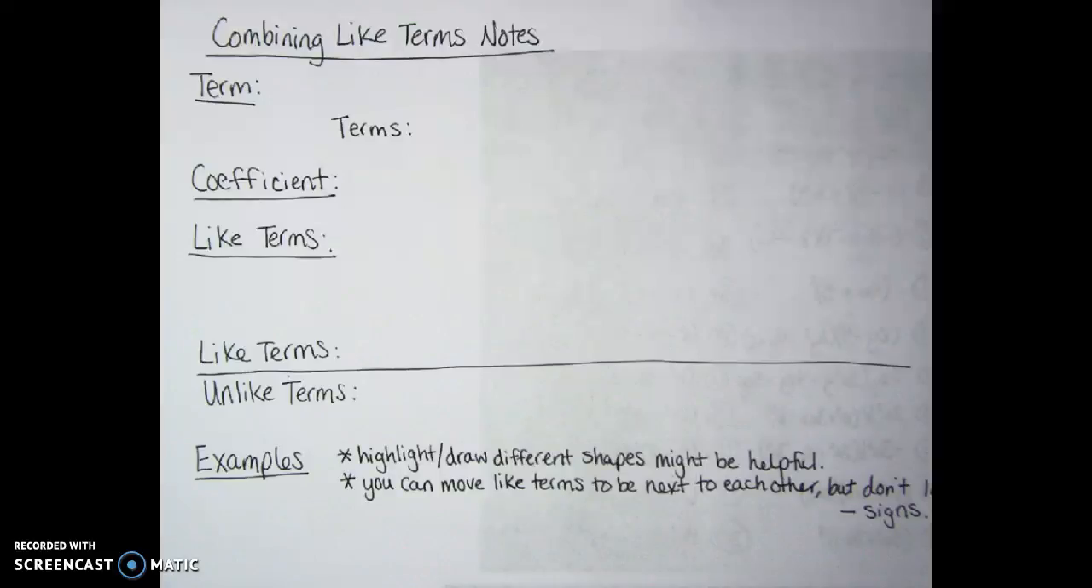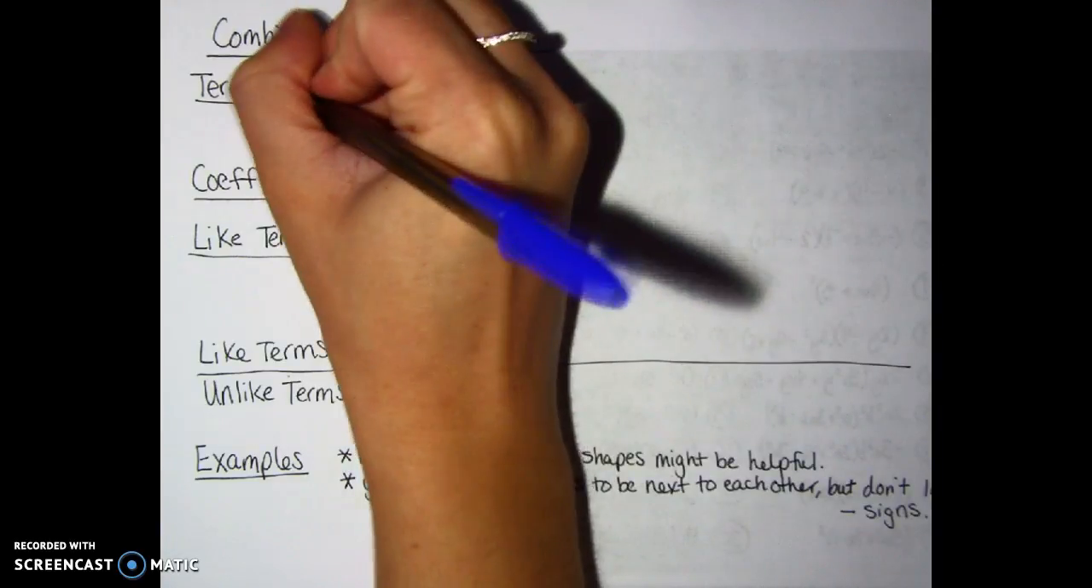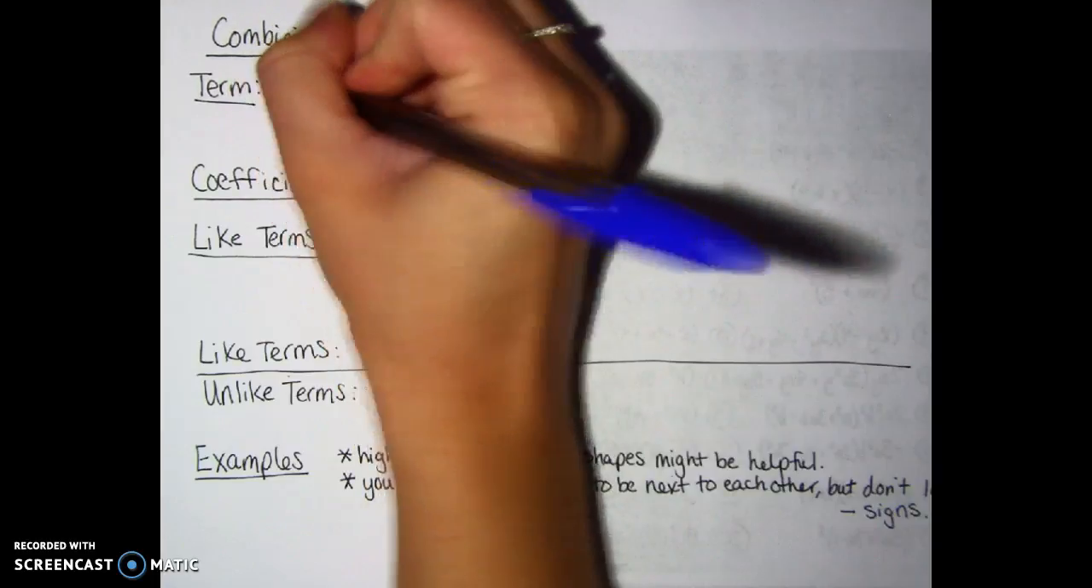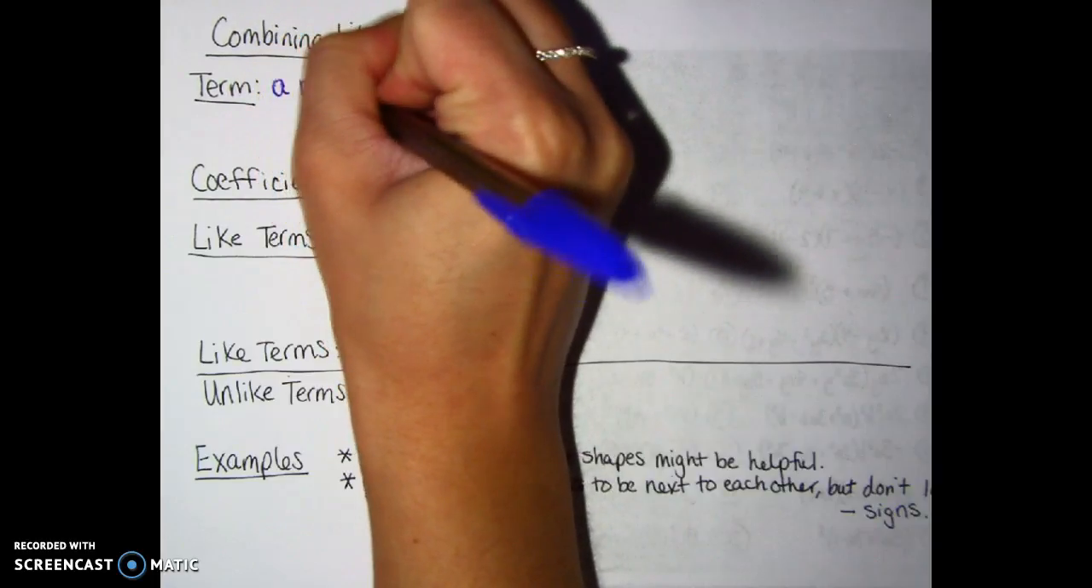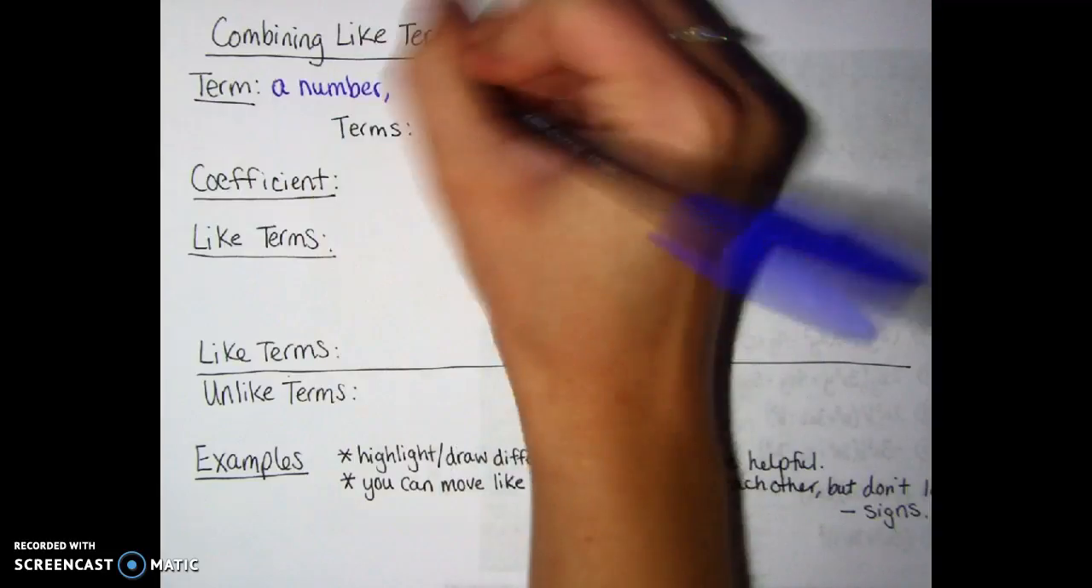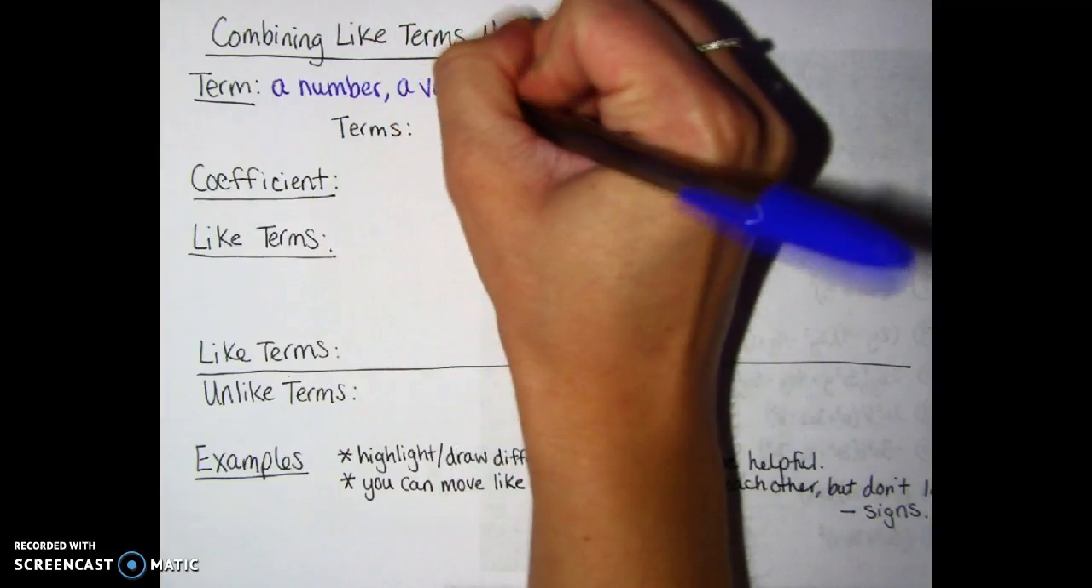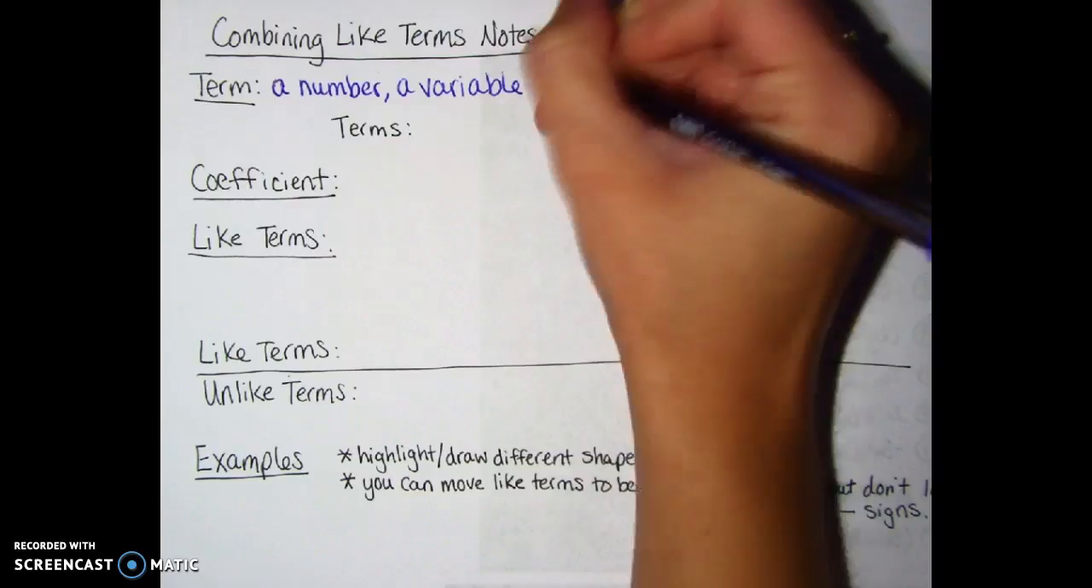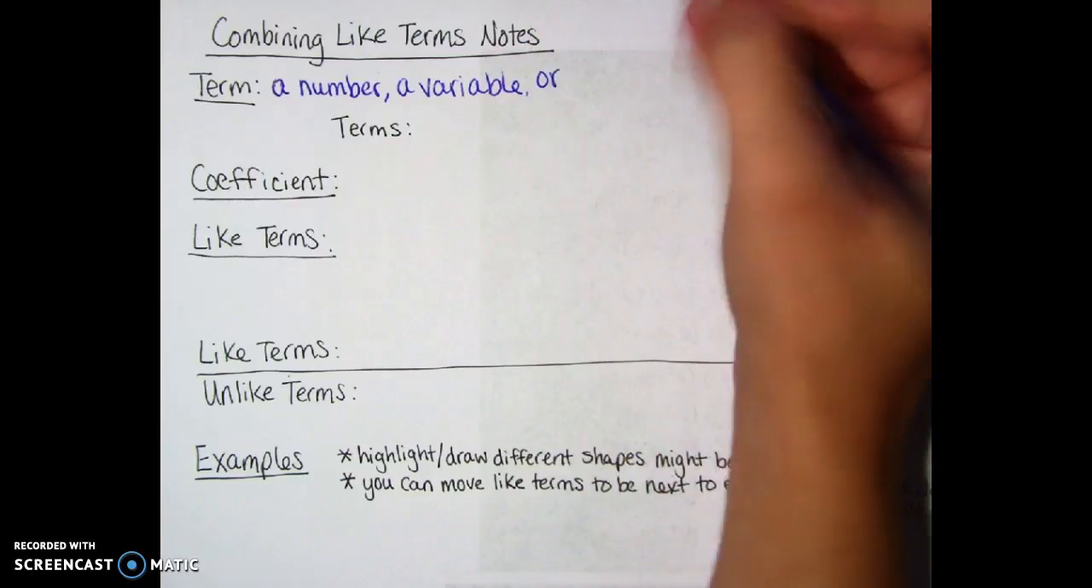Today's notes are on combining like terms, and hopefully you remember this from last year, but if not, we will go through some notes today. We need to start off with a few definitions. So first off, a term is a number, a variable, or the product of numbers.